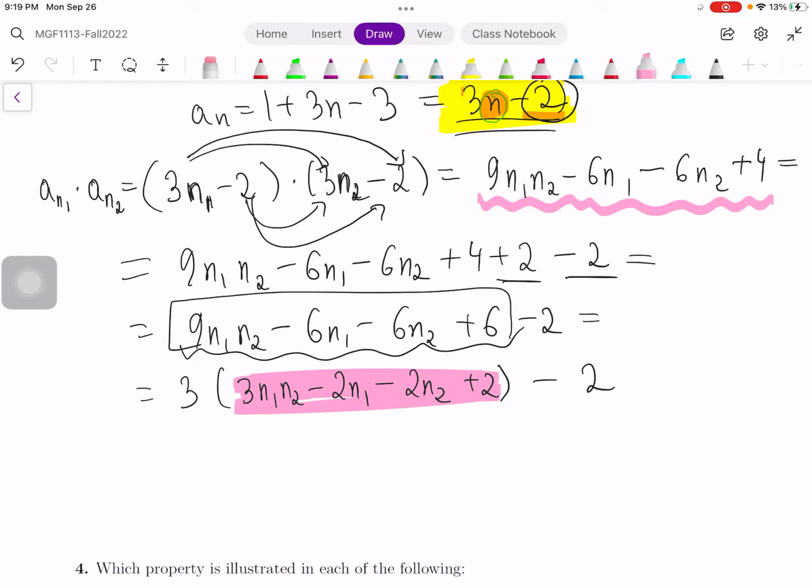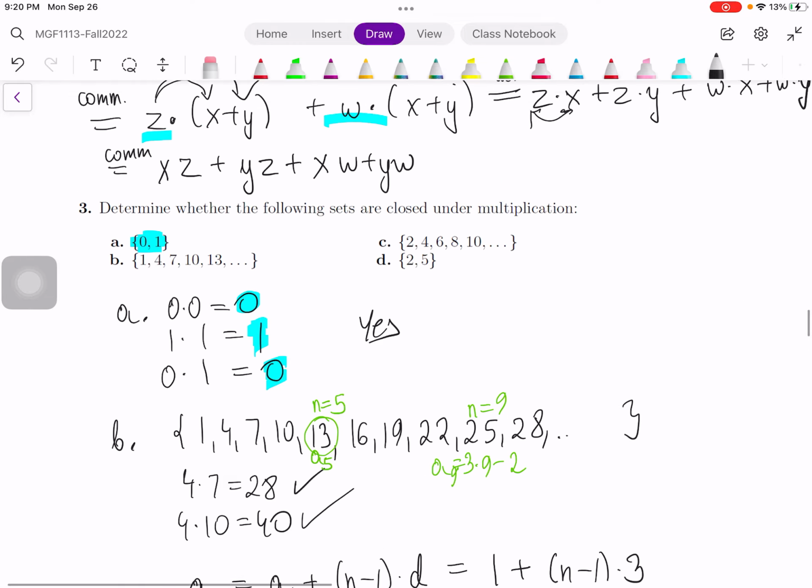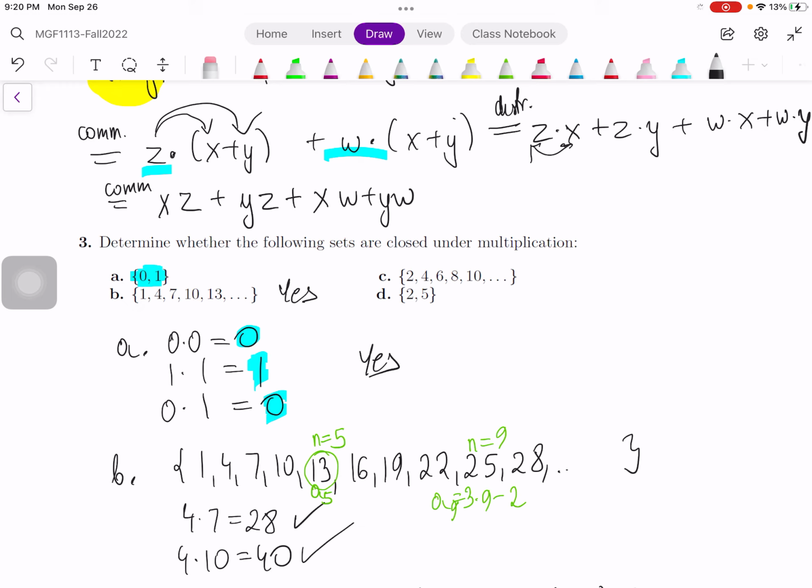And one can wonder, this is another question, whether this is a natural number. Think of it, let's call this entire thing some capital N. So this is of the form 3 times N minus 2, which means this product belongs back to this set. This was like an official proof, but you could also observe it. I'm not expecting you to prove it, but hopefully you would be able to observe that when you multiply any two elements of the set, you're back in the set.